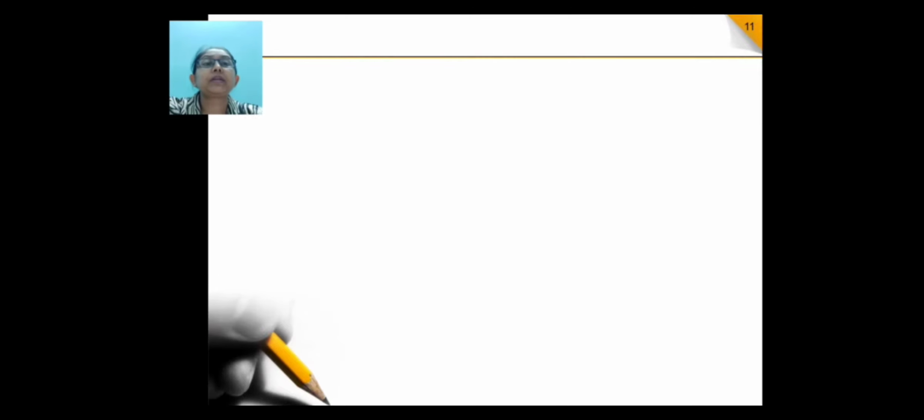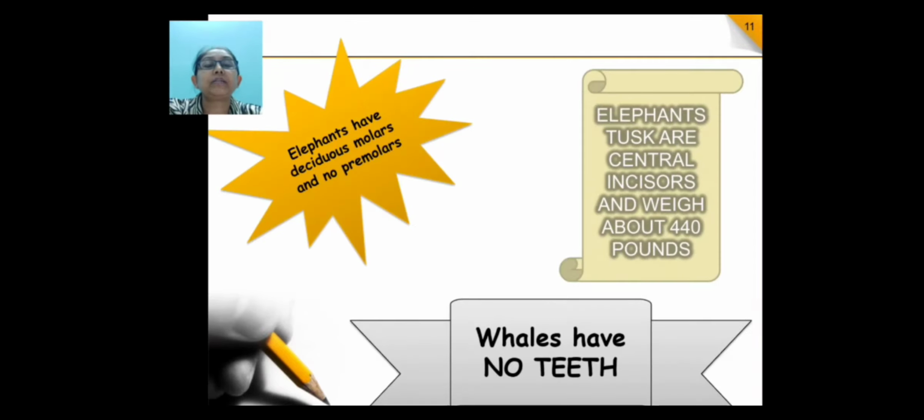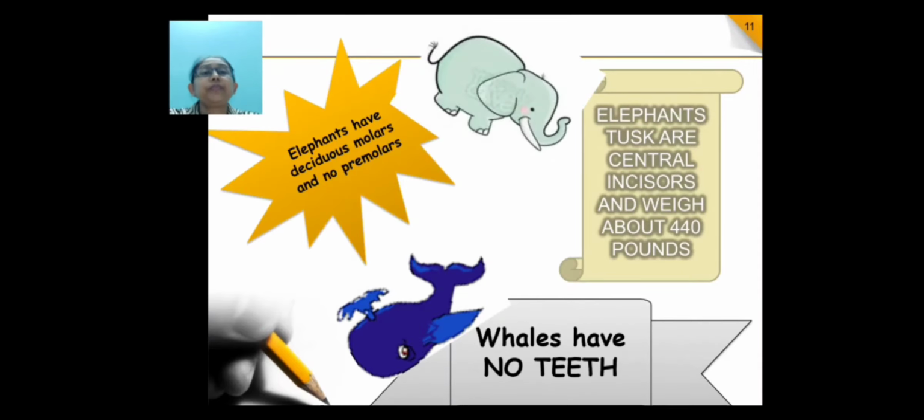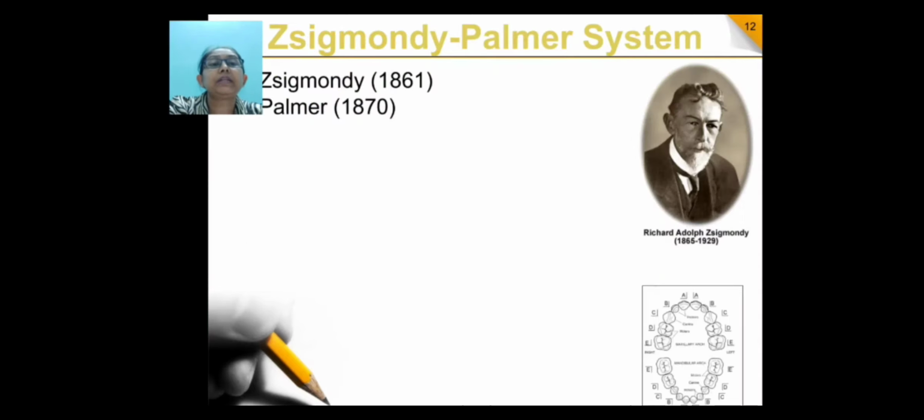Various formulas were given for other mammals like elephants, whales, rabbits, dogs, cats, etc. Here one such example we shall give on the elephant. Elephants have deciduous molars, but they don't have premolars. So they have 3 deciduous molars and 3 permanent molars, whereas the elephant's tusks are the central incisors and they weigh about 440 pounds, whereas whales don't have any teeth.